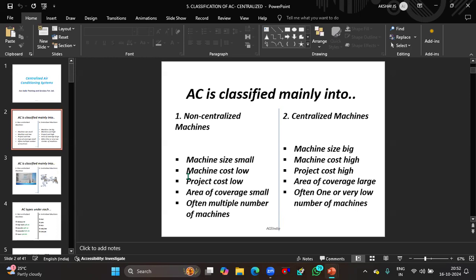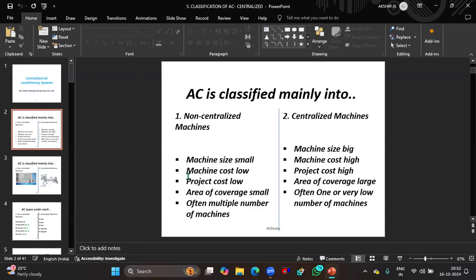Okay. Then for a larger application, often you will need multiple machines. Often a number of machines are required for a larger project itself. Whereas in the case of centralized machines, the machine size is big, the machine cost is also high, and the project cost should also be high, and at the same time, the coverage area should be large. That means only one or two machines, a very low number of machines, are required for a large project or a large application. So this is the primary difference between non-centralized machines and centralized machines.